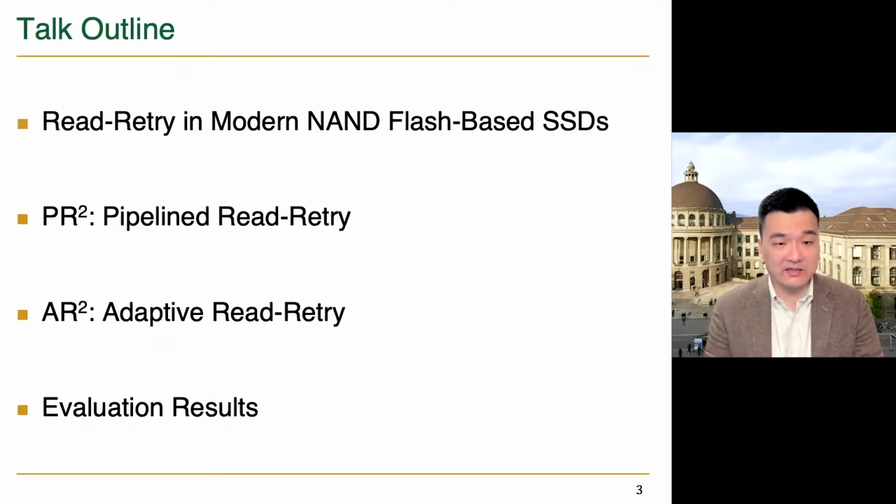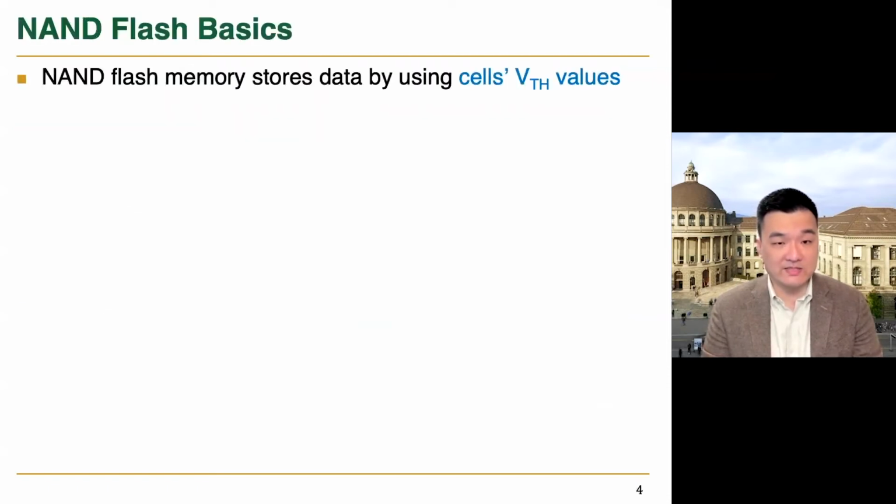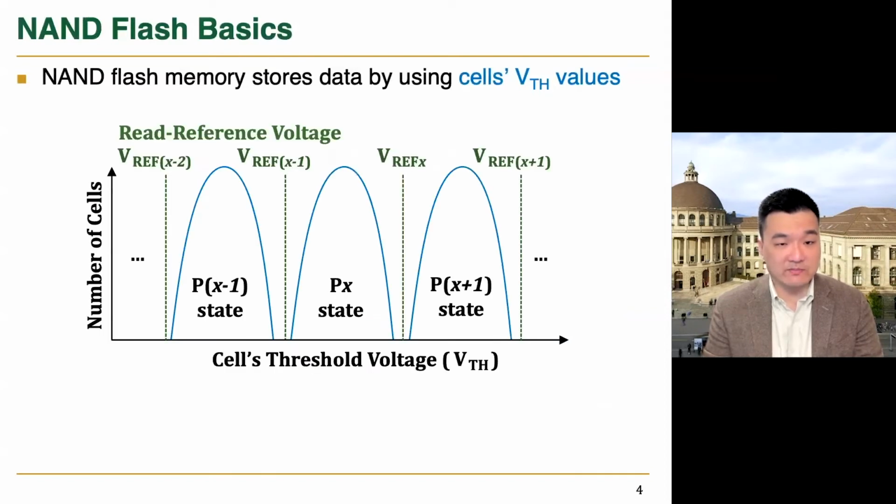This is the outline of my talk, and I'm going to start with a brief overview of read-retry. NAND flash memory stores data by adjusting cells' threshold voltage values. This figure shows a part of the threshold voltage distribution of a page, where each threshold voltage state can be distinguished by using the corresponding read reference voltage values.